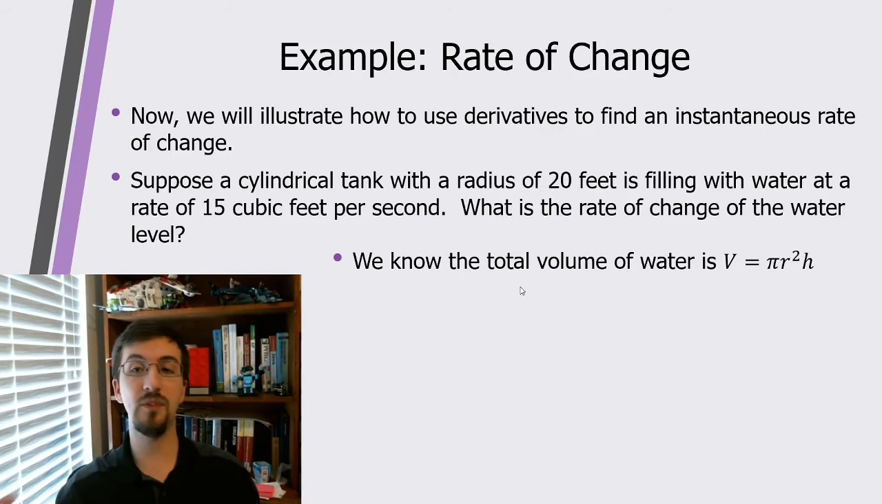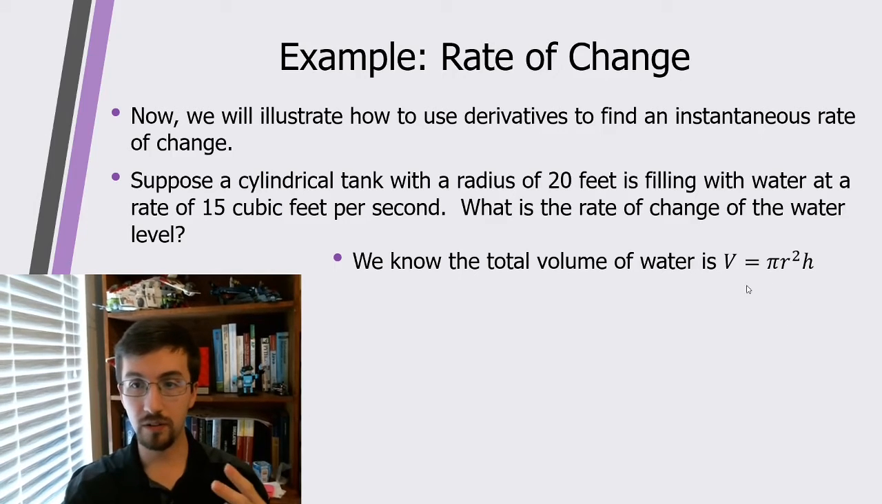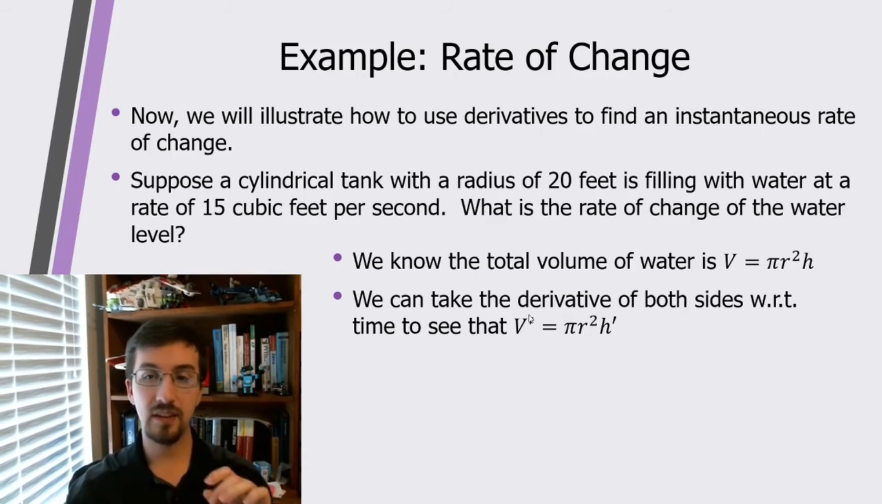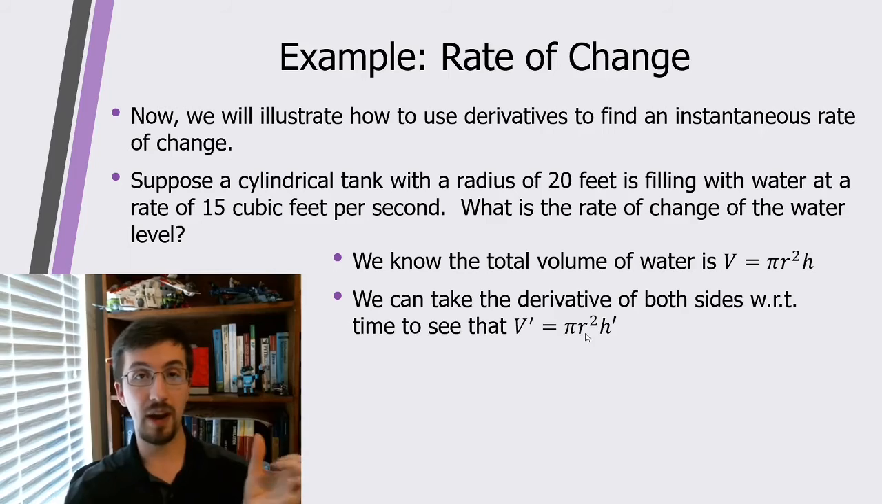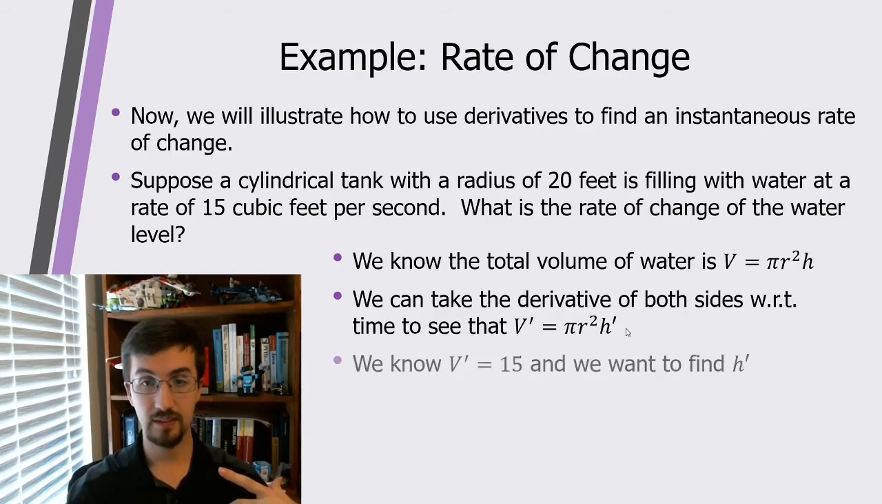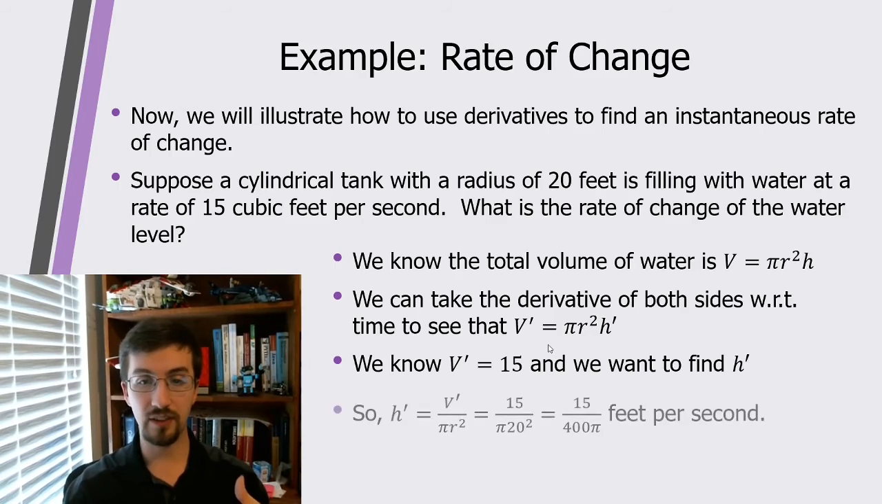So we know the total volume of water. Volume of water in this cylinder is pi r squared times whatever height we're at. And if we take the derivative of both sides with respect to time, we can see that V prime, the rate of change of volume, equals pi r squared, which just hangs out as a constant, times the rate of change of height. And we know the rate of change of volume because there's 15 cubic feet of water coming in every second.